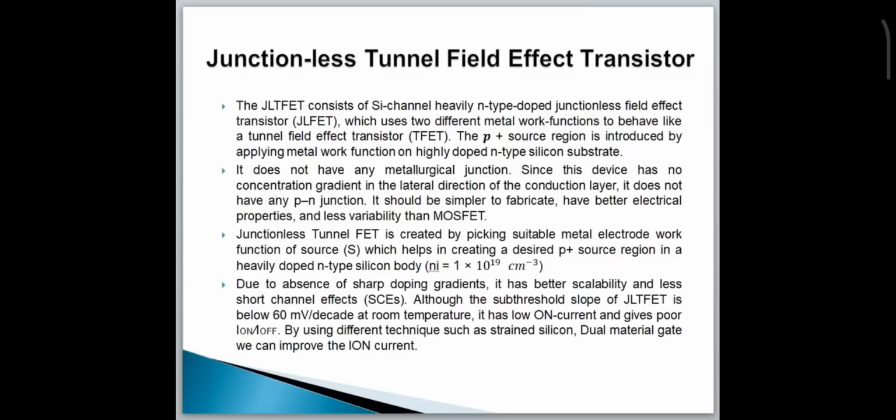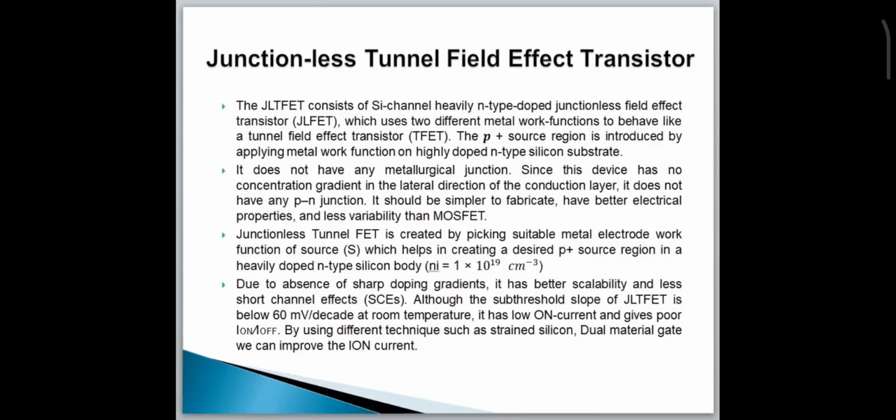Next point. It does not have any metallurgical junction. We know that in case of junctionless device, there is no junction at the source-channel and drain-channel interface. Since this device has no concentration gradient, if we are not using the doping profile, there is no concentration gradient in the lateral direction of the conduction layer. It does not have any PN junction. It should be simpler to fabricate, have better electrical properties, and less variability than MOSFET.